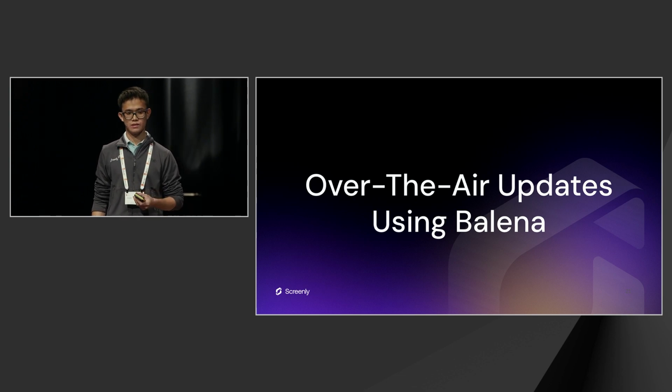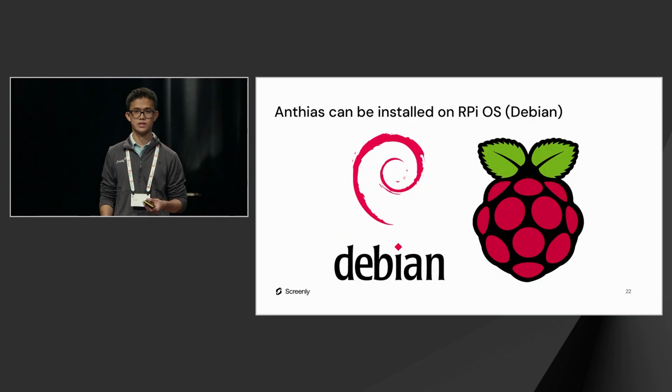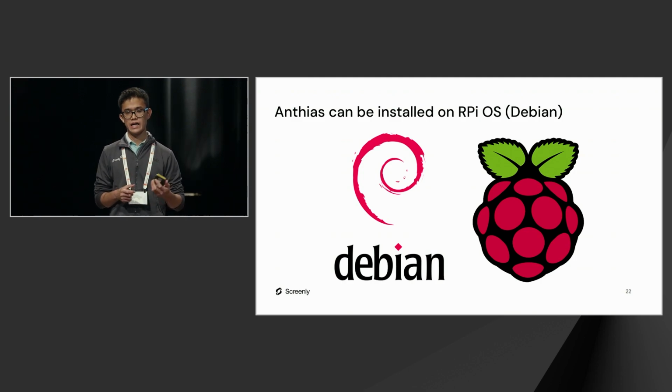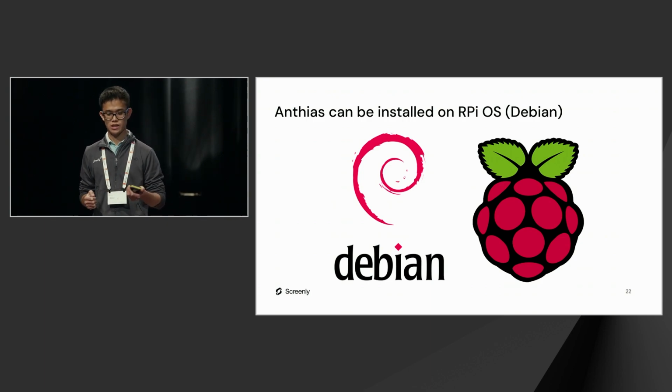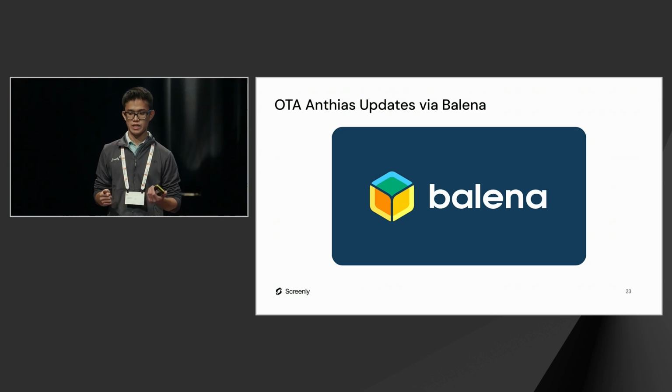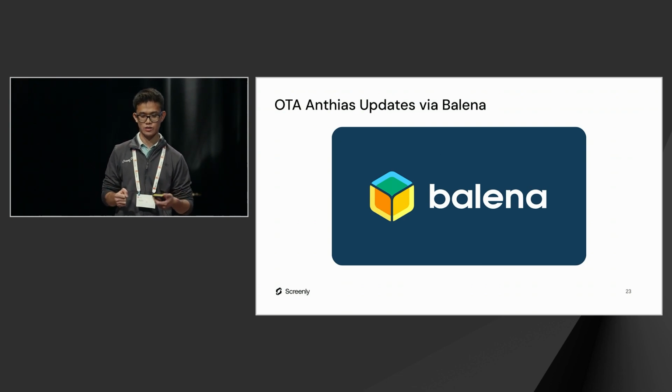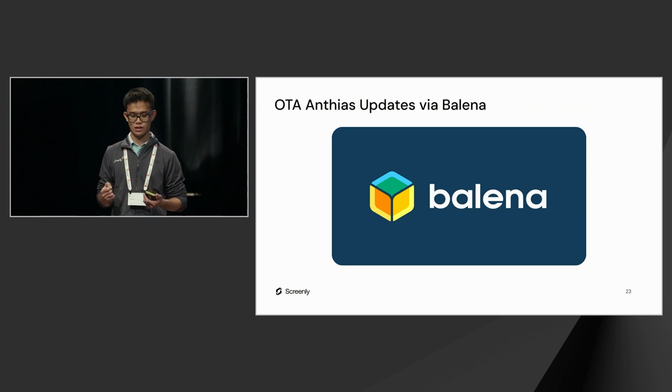So I mentioned that we use Balena for over-the-air updates. So Anthias can be installed in two ways. One of which is you can flash your microSD card with or install Debian or Raspberry Pi OS in your machine. And the second one is you can, as I mentioned previously, download our images from the releases page in our GitHub repository, and then just download which one is compatible with your device. So if you're going to run your digital signage on Raspberry Pi 4, we have our Pi 4 image for that, and so on.